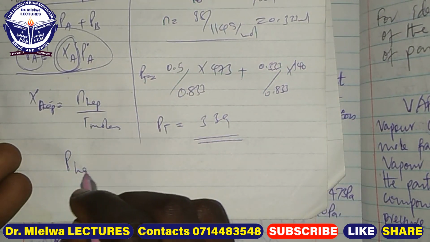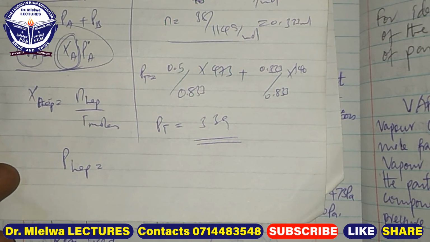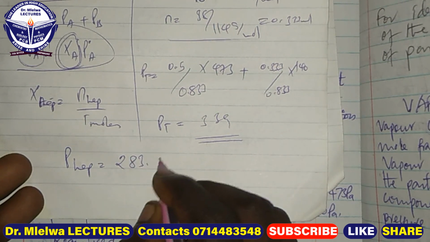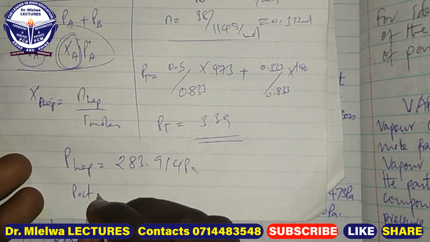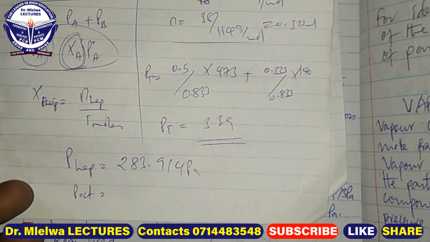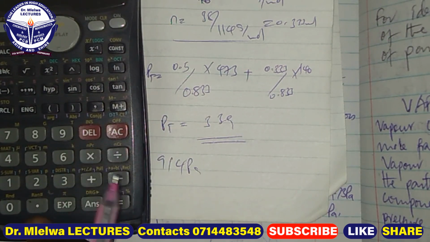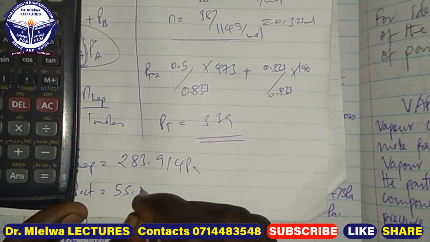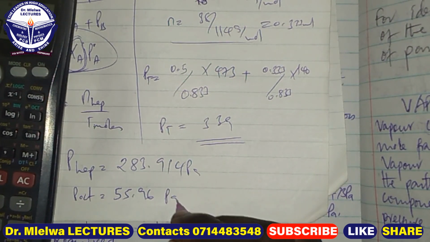So it is better to find the pressure of heptane, which will be equal to 0.5 divided by 0.833, then times 473. What do we get? It is 283.914, and this is in Pascal. Then the pressure for octane will be what? 0.333 divided by 0.833, then times 140, we get 55.96. So all in all, what I am saying here is that these are in pascals.